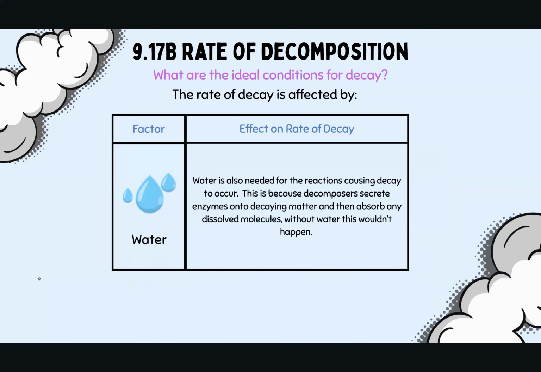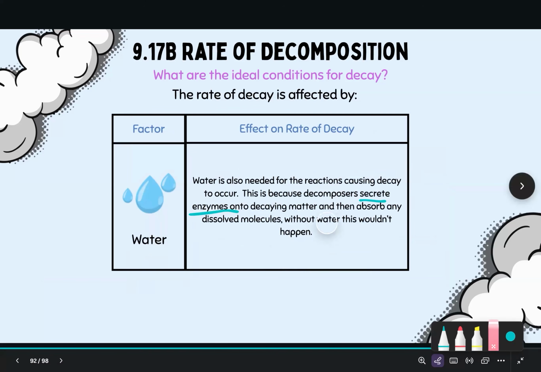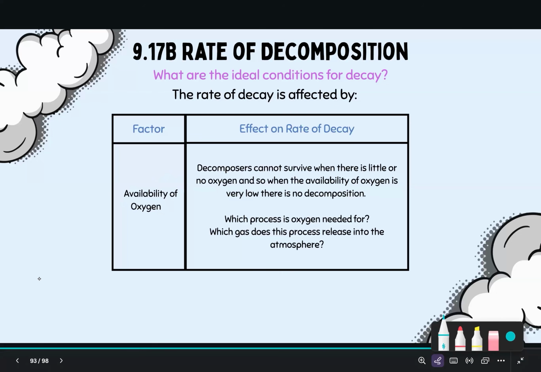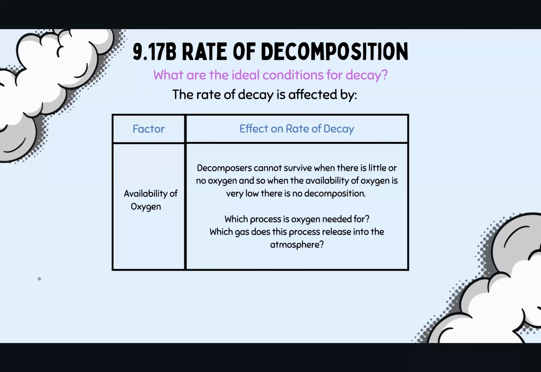Now, water. What a lot of these decomposers do is they secrete enzymes onto decaying matter, and then they absorb the dissolved molecules. Now, that would not happen without water. So having water is essential. And the availability of oxygen. Decomposers can't survive when there's little or no oxygen. They need the oxygen for respiration. And that means when things are being decayed, as we increase the rate of decay, we also increase the rate of respiration. So we increase the rate at which carbon dioxide is being released.